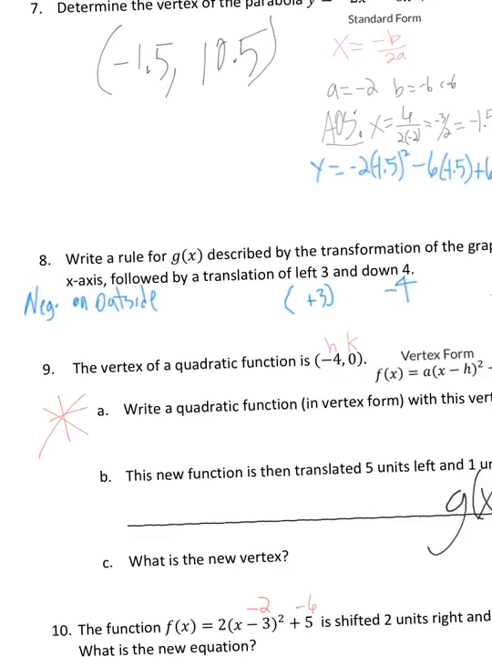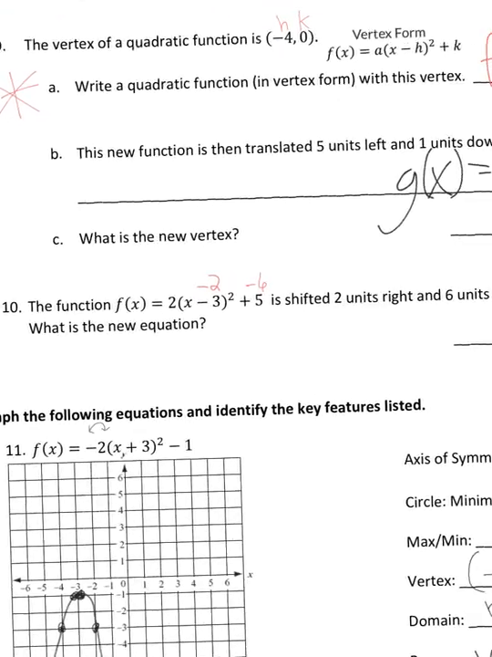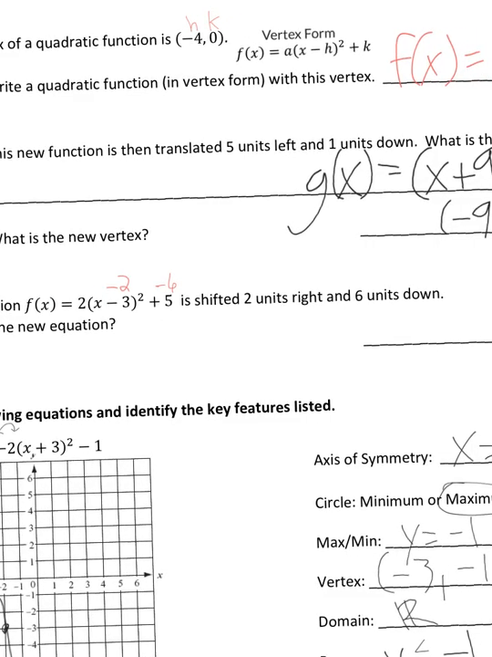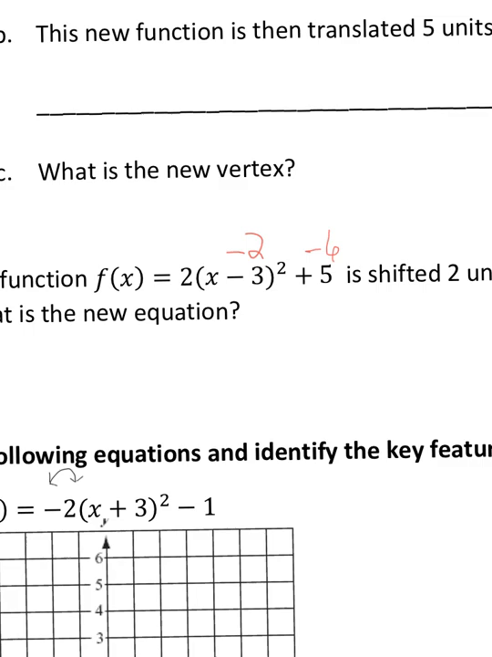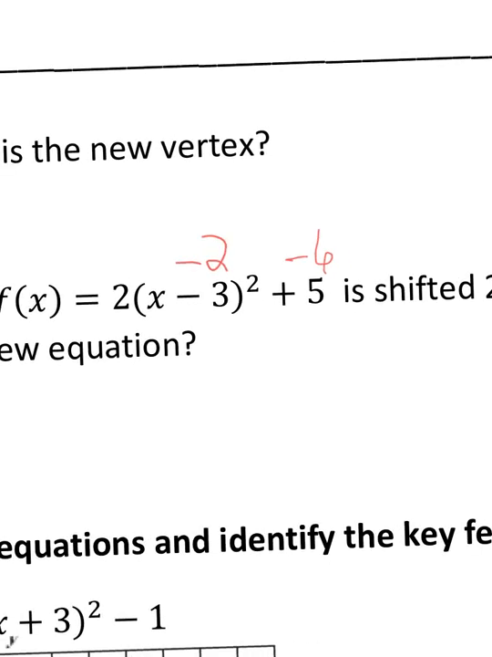Number 10. The function f of x equals 2 times (x minus 3) squared plus 5 is shifted 2 units right and 6 units down. What's the new equation? So 2 units right would be to minus 2 on the inside of the function. That's why I wrote minus 2 above the minus 3. Okay, and then shifting 6 units down would be minusing 6 on the outside, which is why I wrote the minus 6 above the plus 5. So combine those numbers, and whatever you get is your new function.